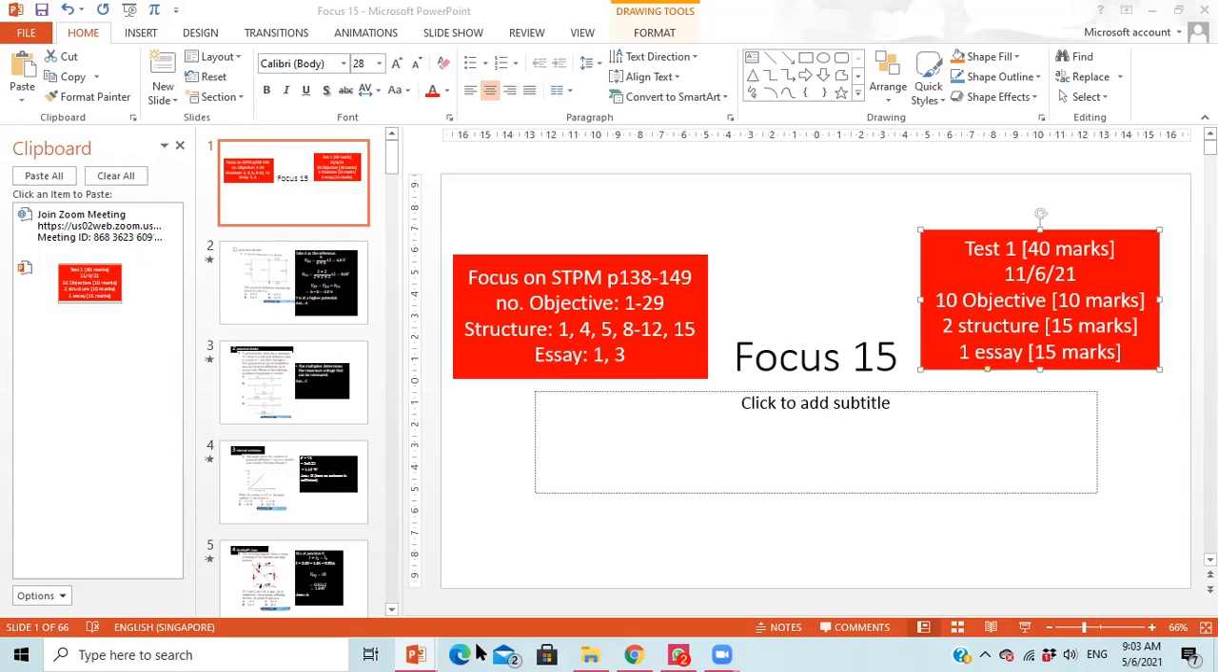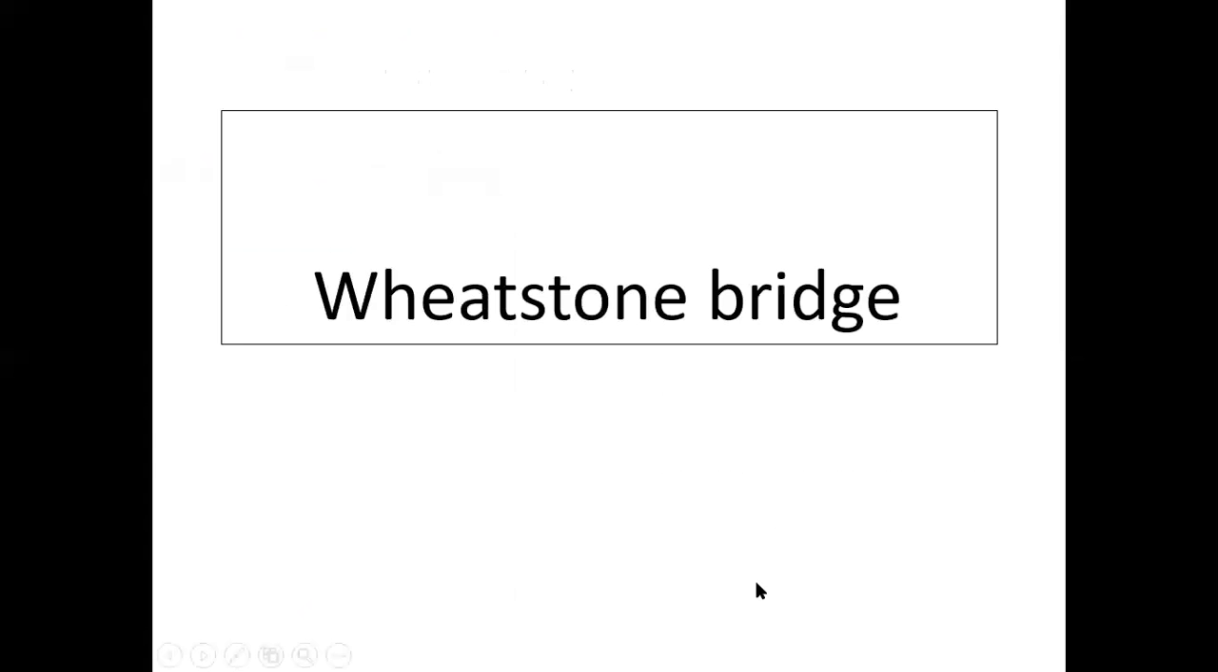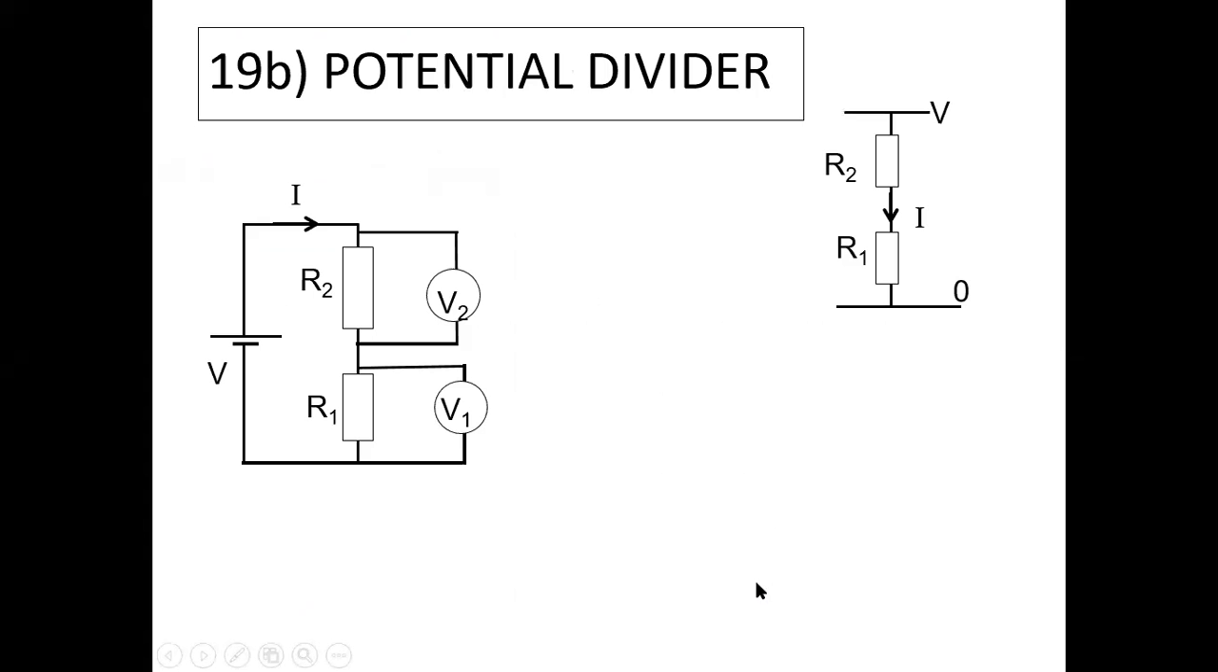I just finished our potential divider. Last part only: Wheatstone bridge. Right, there's your potential divider. You refer to your note. There's your R1, there's your R2, there's your V. We can draw it this way. In electronics, instead of drawing a battery, we are just lazy. We just put the ground, and there's a V, that's all. It's the same idea. There's a current, there's R1, there's R2.